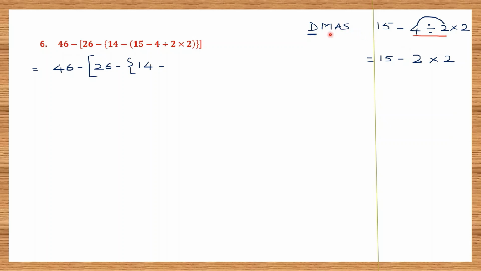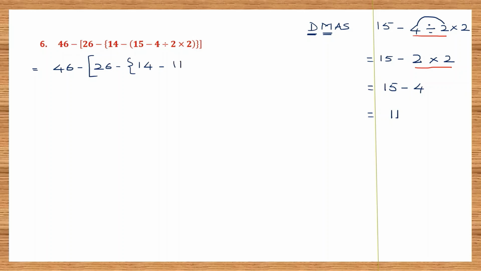As you can see, we have to do multiplication first. So let's do multiplication, which is this one, 2 into 2. So what will this be? 2 2s are 4. Now subtract. 15 minus 4 is 11. So let's go back to our first step and write 14 minus 11.